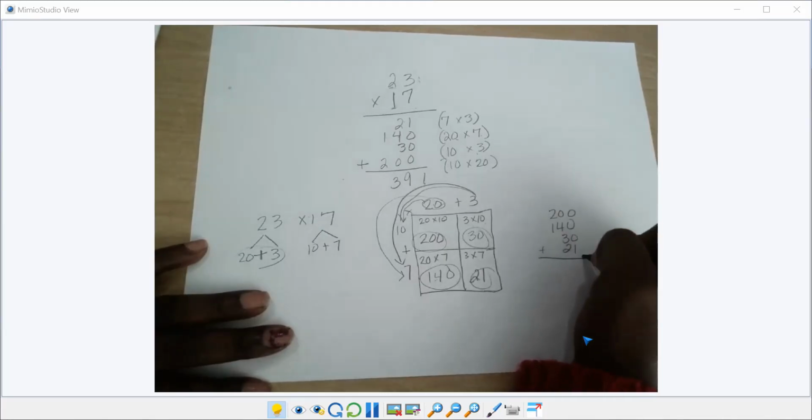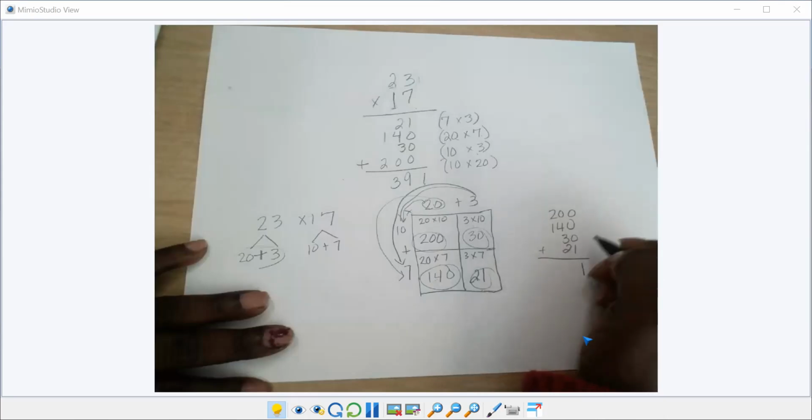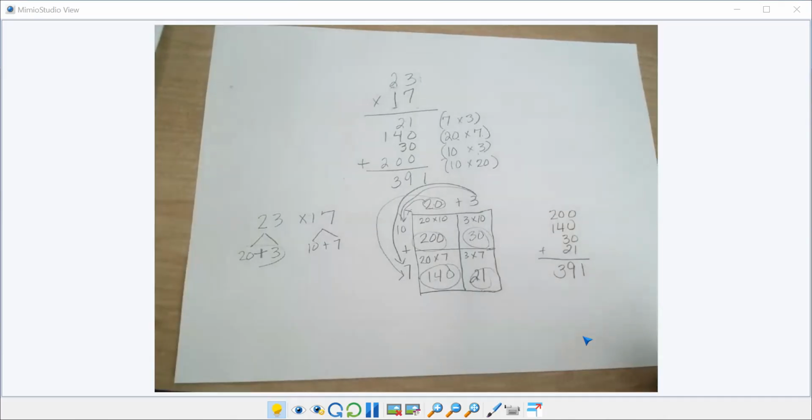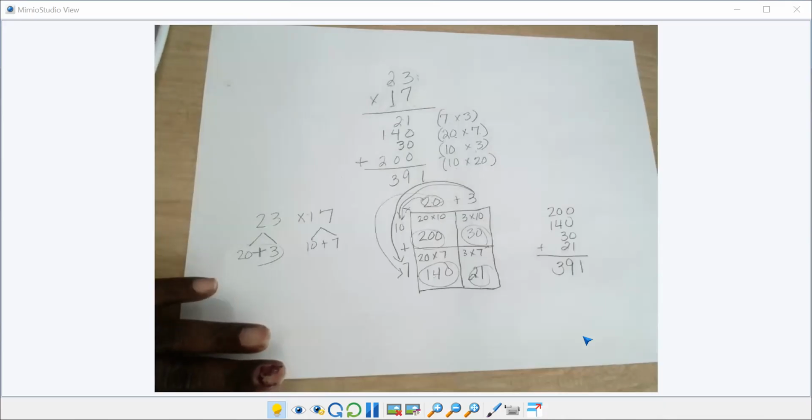0 plus 0 plus 0 is 1. 4 plus 3 plus 2 is 9. 2 plus 1 is 3. Again, we have the same product for both strategies.